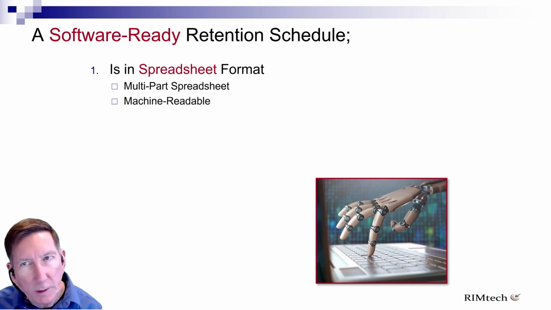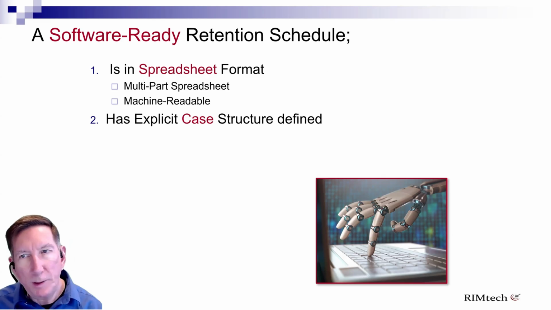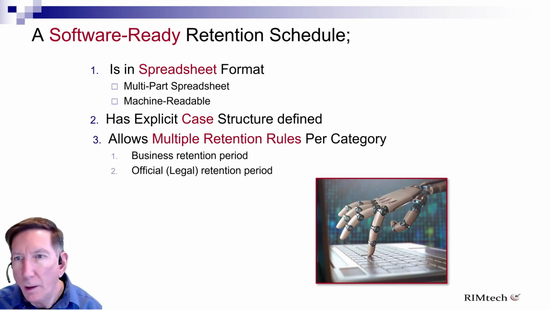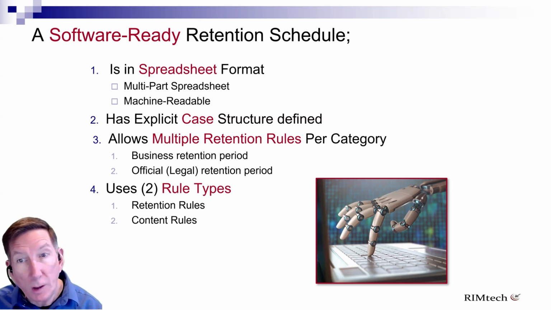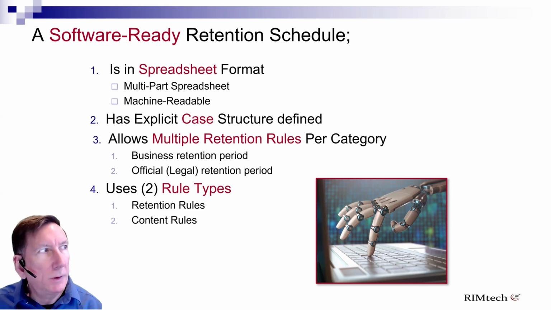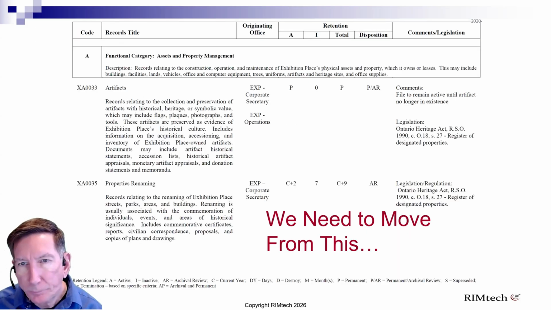So it has to be in a spreadsheet format, no more Word documents. It has to explicitly specify which of our record series or activities are case or not. We will allow multiple retention rules per category, and we have to create two species or types of rules, retention rules and these new content rules. Content rules are unique to the software.